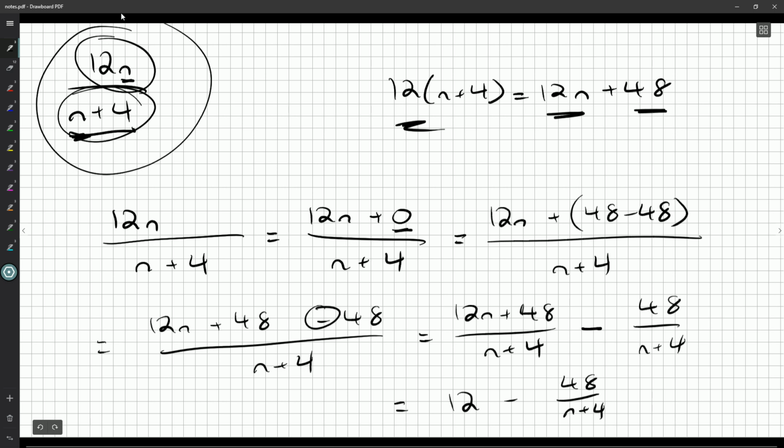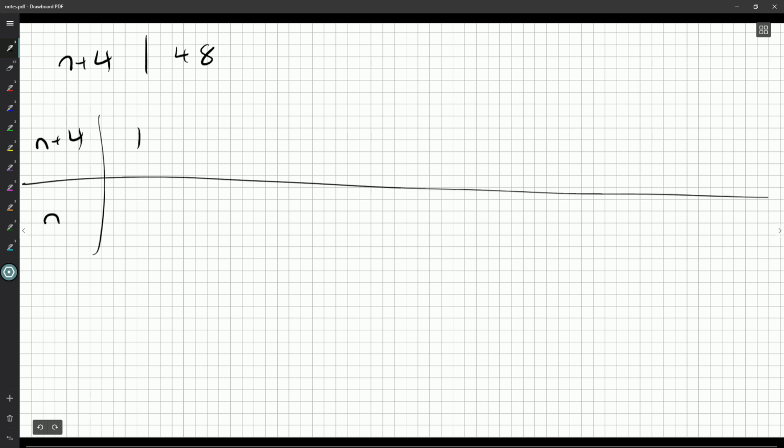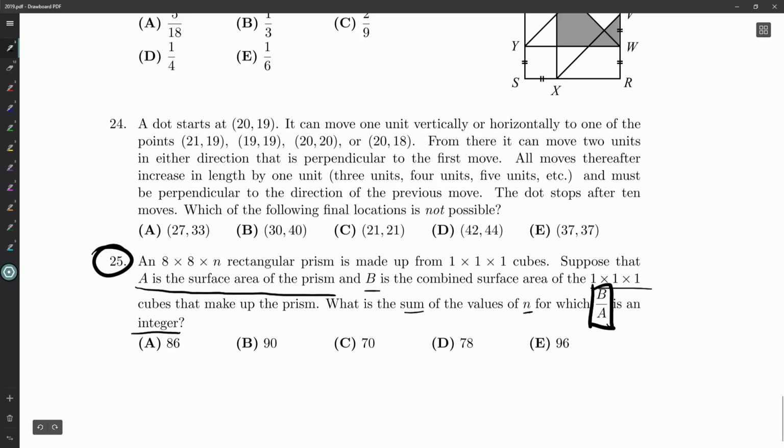So the ratio b over a is always just going to be at least a little less than 12. But now look at that. I've got 48 has to be divisible by n plus 4. N plus 4 needs to divide 48. Well, there's only so many numbers that divide 48. So we could sort of make a list of factors of 48. And as long as we don't forget any of them, we'll be able to figure out the values of n. And then what did they want us to do? We want the sum of the values.